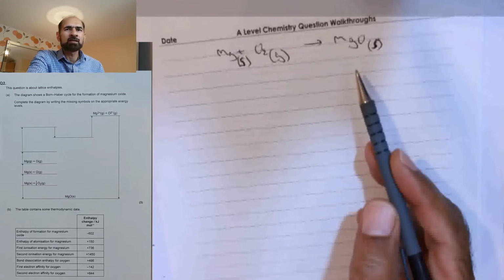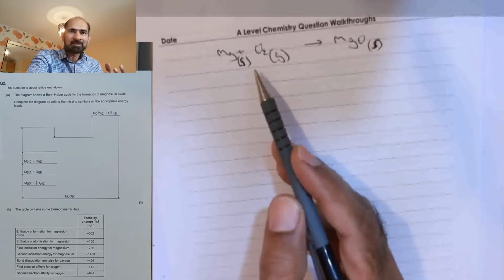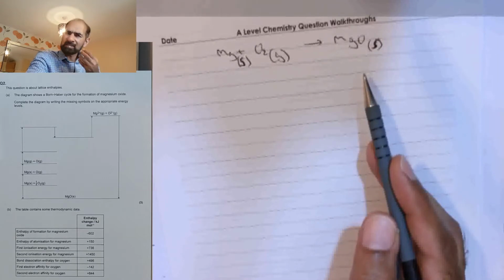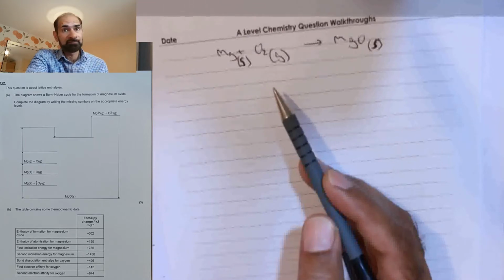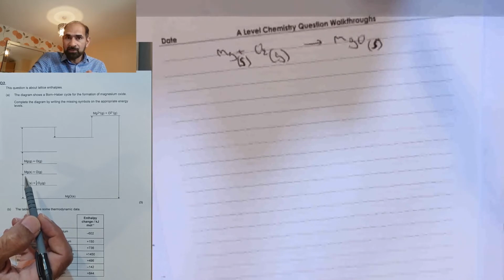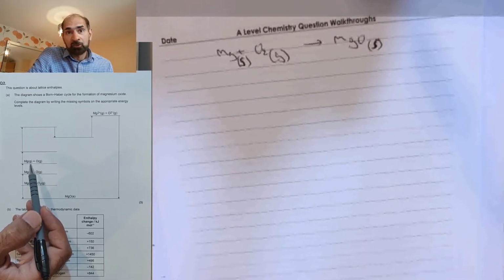When we react them, you don't end up getting magnesium oxide by sheer magic. They don't just react and suddenly you end up with magnesium oxide. There are steps involved. There are stages involved. And those steps and stages involve energy. So a Born Haber cycle shows you these stages and also the energy corresponding to them.